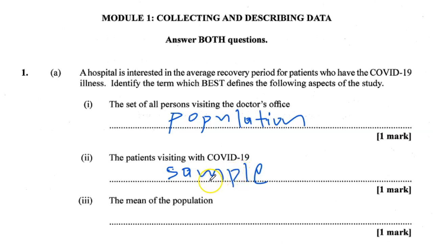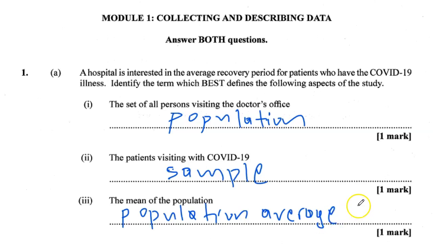The mean of the population, we refer to that as the population mean or population average, represented by the symbol mu, a letter from the Greek alphabet.